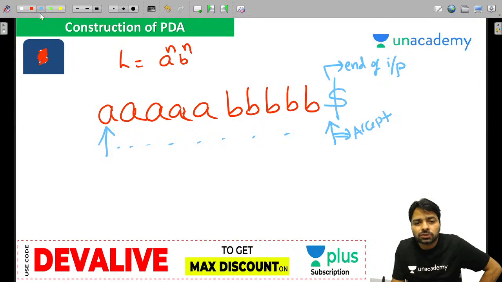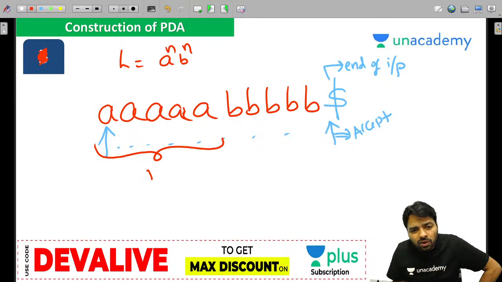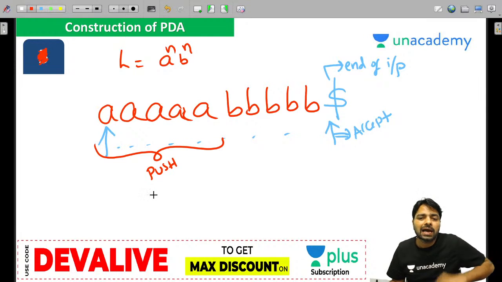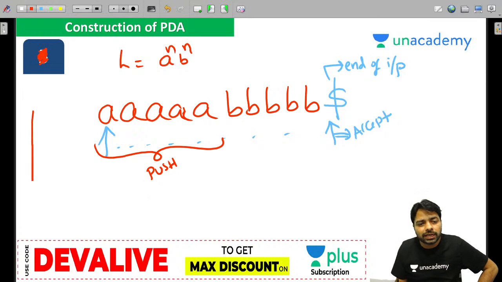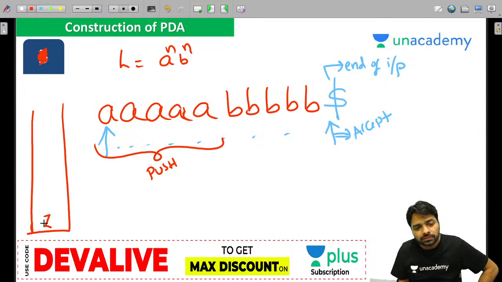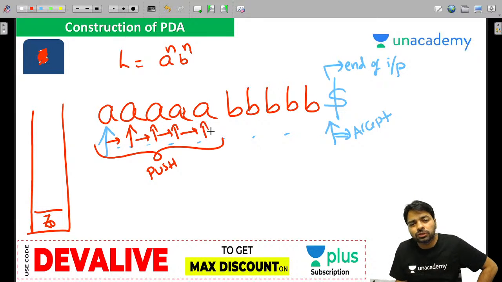First technique that I told: I push all the symbols as they are. How? Every A, I push 1 A. Initially you may have Z0 on the stack, and your head keeps on moving further. How long do you push? 5 A's are there, so we push 5 A's.